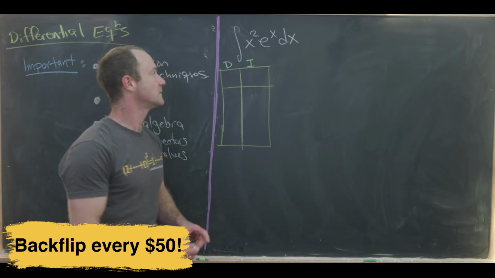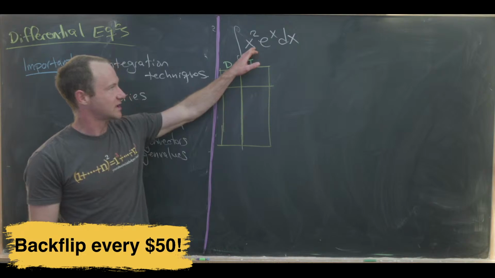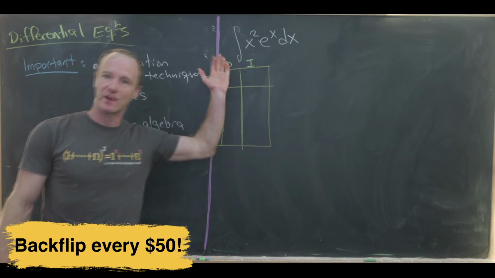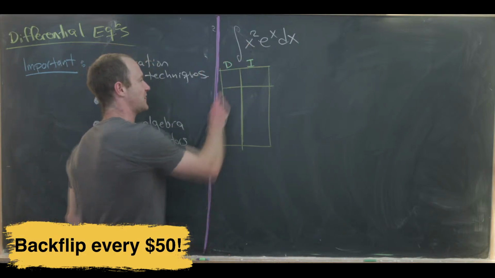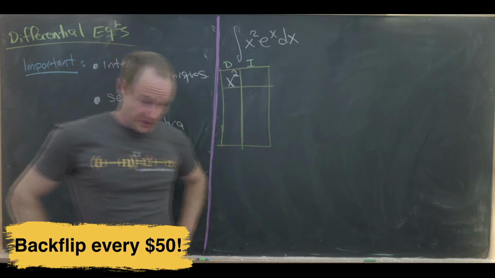All right, so how do you do this? Well, you take the function whose derivative will eventually zero out and you put that in the D column. So that'll be the polynomial.